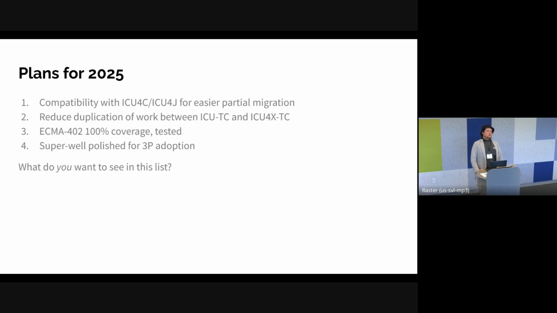Also, organizationally, seeing how we can reduce work between the ICU4C, ICU4J, and ICU4X TCs on the Unicode side. Maybe some structural things there. ECMA-402 coverage, which is one of our big clients. That's what is used in Chrome, Firefox, and Safari. We're trying to get close to 100% there, so that we can unlock those clients so they can adopt ICU4X, as well as continuing to focus on third-party adoption.